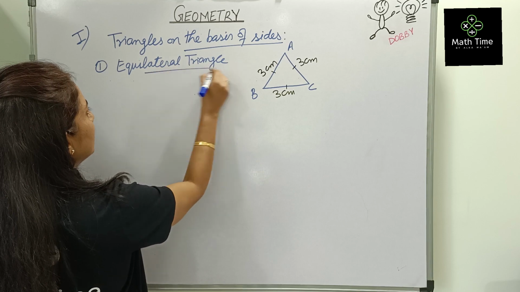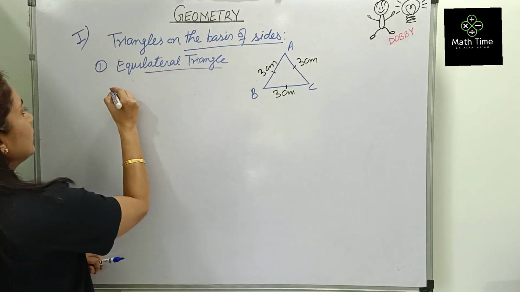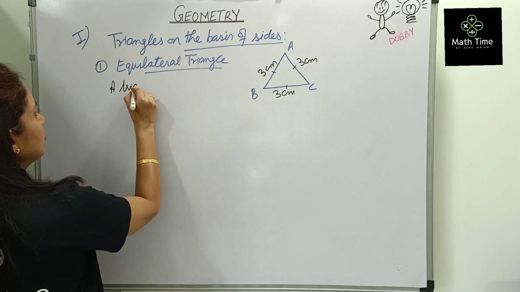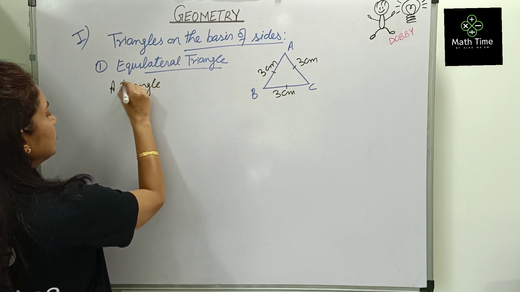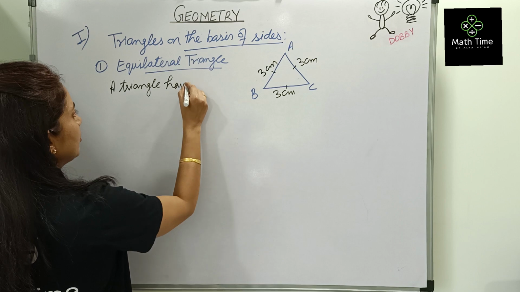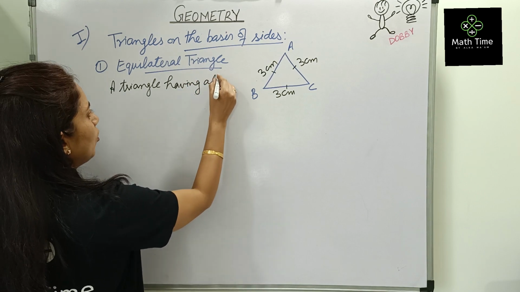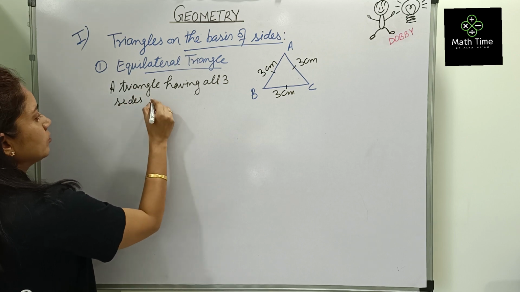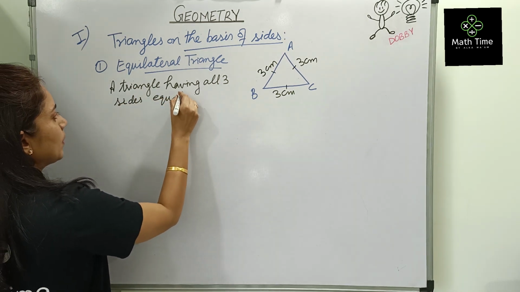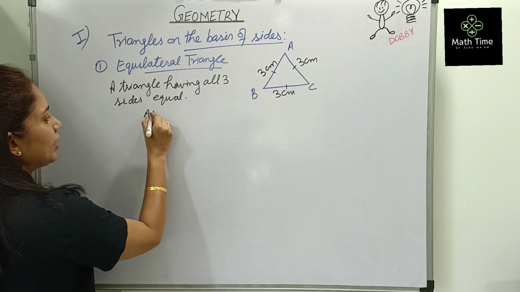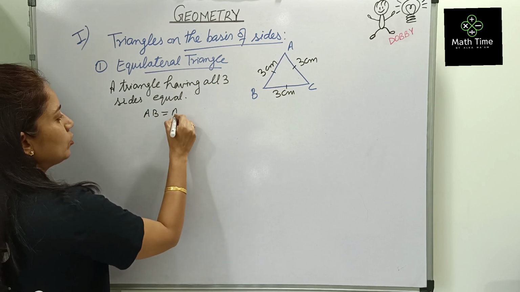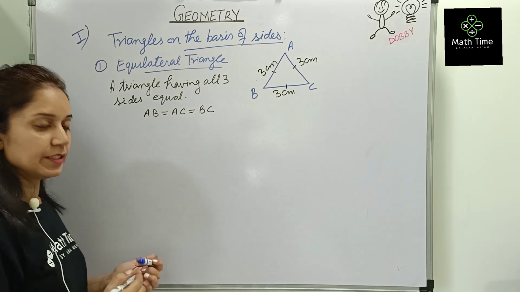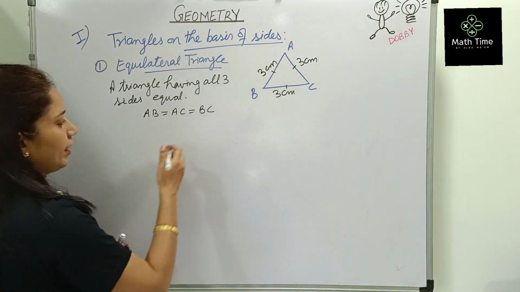Equilateral triangle. So what is an equilateral triangle? A triangle having all three sides equal. That means the measurement of AB, if it is equal to the measurement of AC and further equal to the measurement of BC, all three sides equal, that means equilateral triangle.